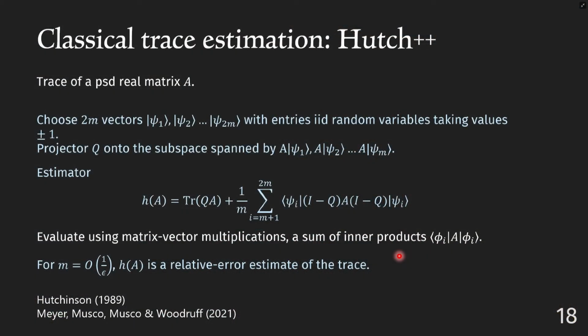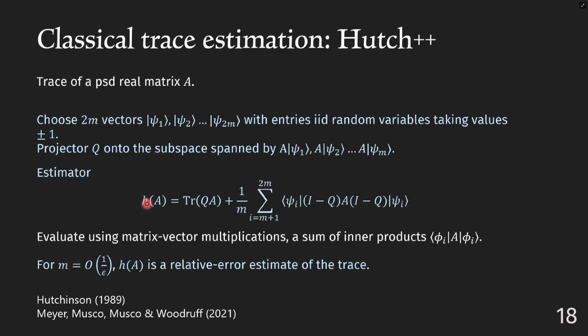So in this setup, you're considering the trace of a positive semi-definite real matrix A. And the general strategy of this algorithm, due to Hutchinson and then improved by these authors, is to estimate this trace by computing a whole bunch of inner products. In a bit more detail, you choose 2m random vectors whose entries are random variables taking values plus or minus 1. And you think of this projector Q onto the subspace spanned by roughly m of these vectors, so half of them, and A applied to it.